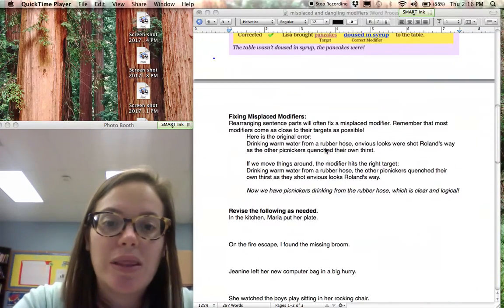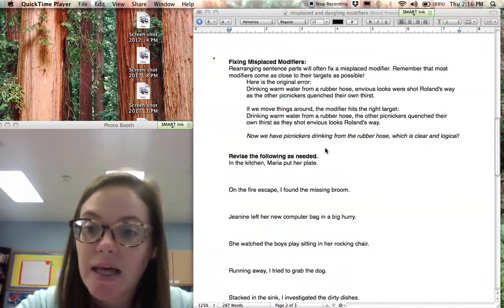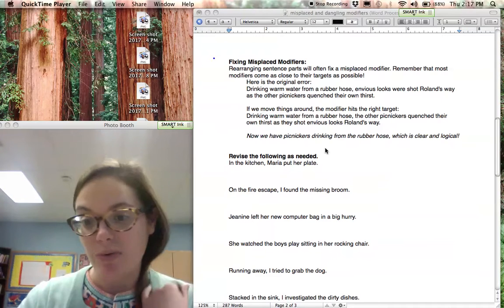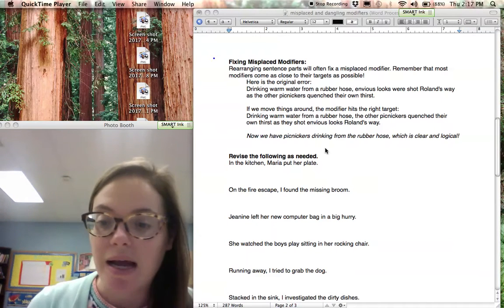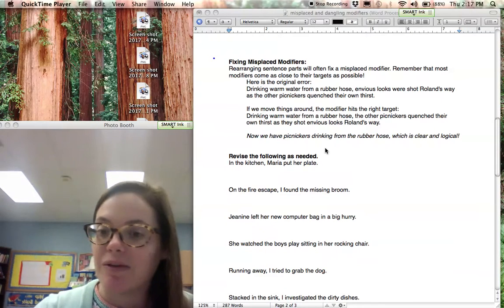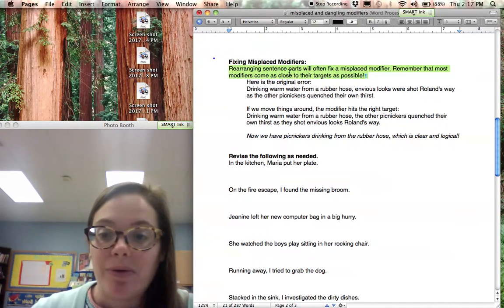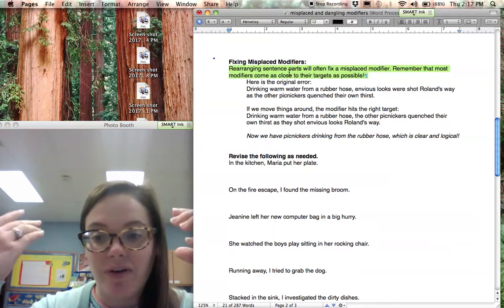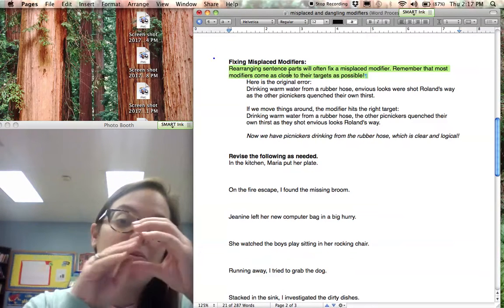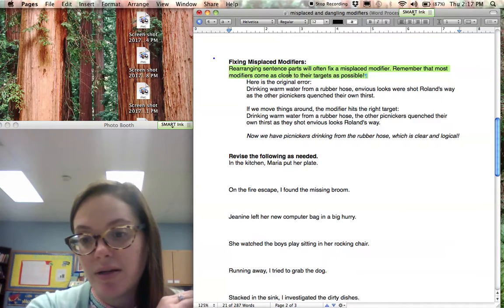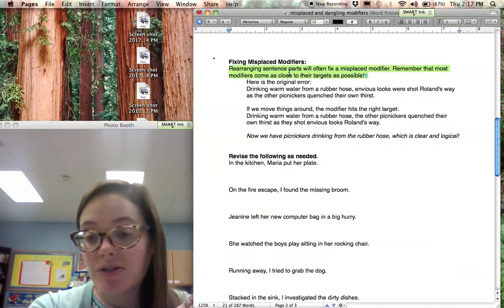All right, so let's talk about how to actually fix this. If you notice a situation where you've written a sentence that has a misplaced modifier that's making the sentence confusing, how do you fix it? Usually it's pretty simple. You just take the modifier, whether it's a phrase, a clause, or a word, and you move it closer to the word it's trying to modify, closer to its target.